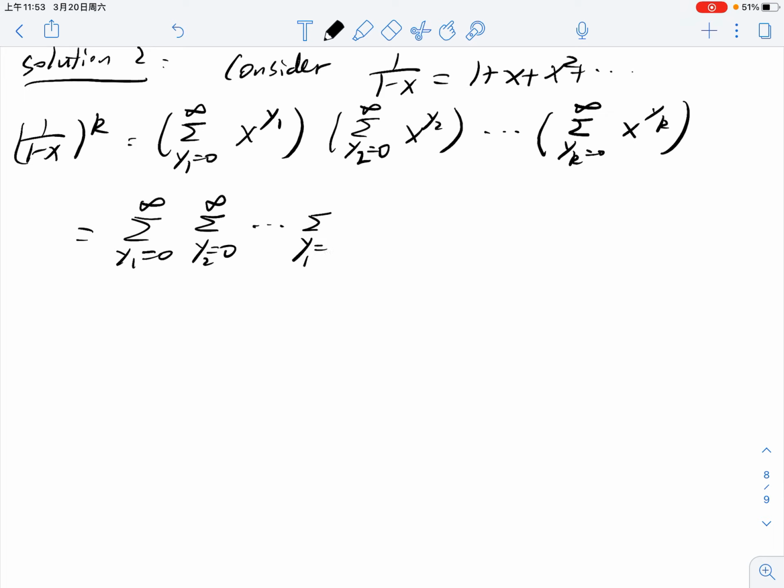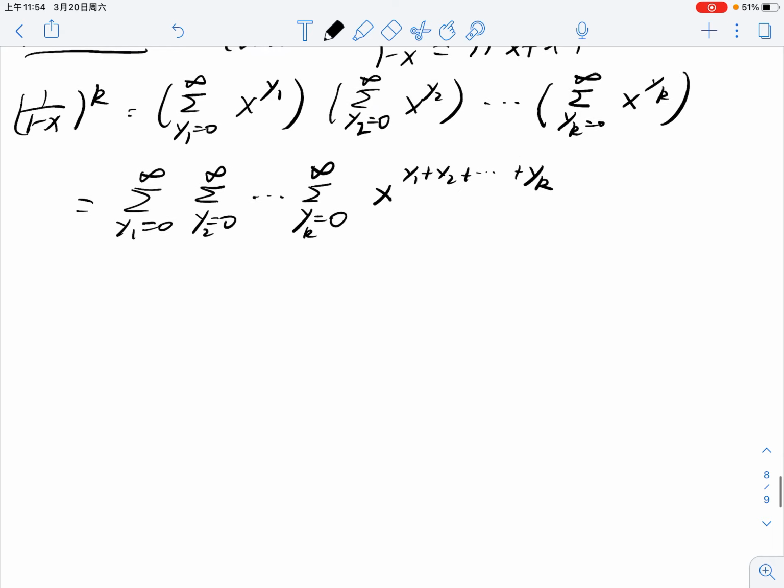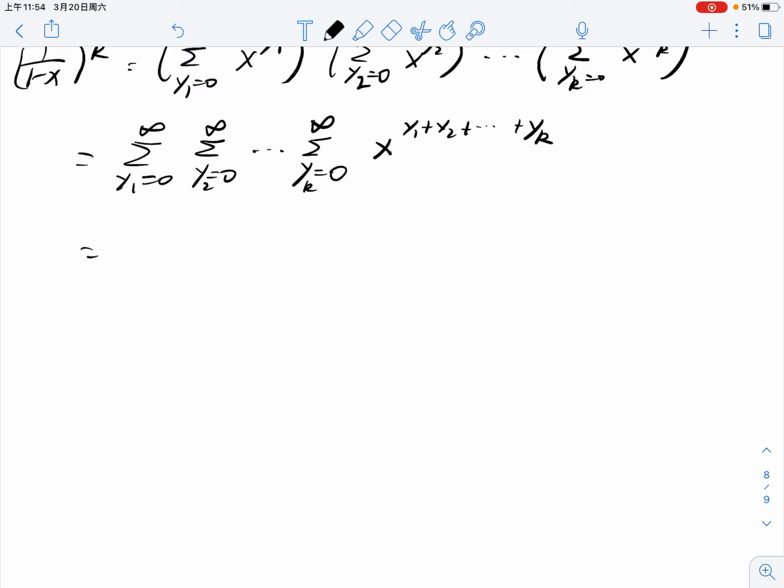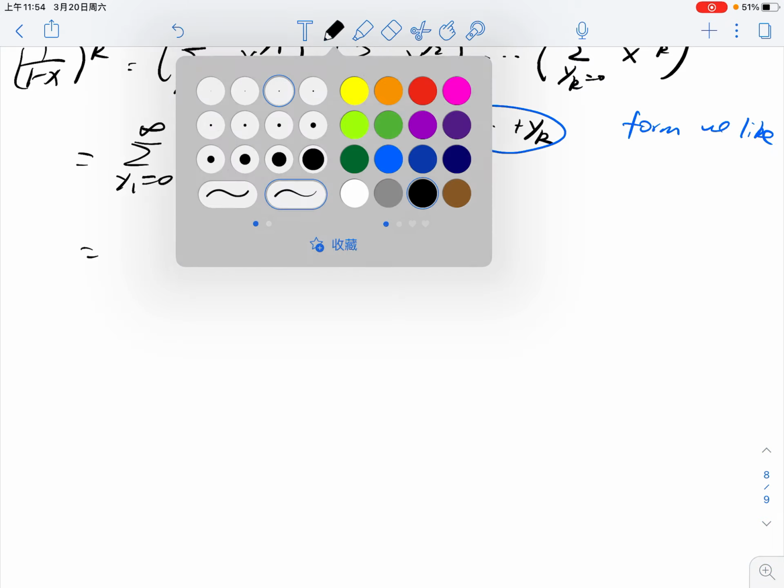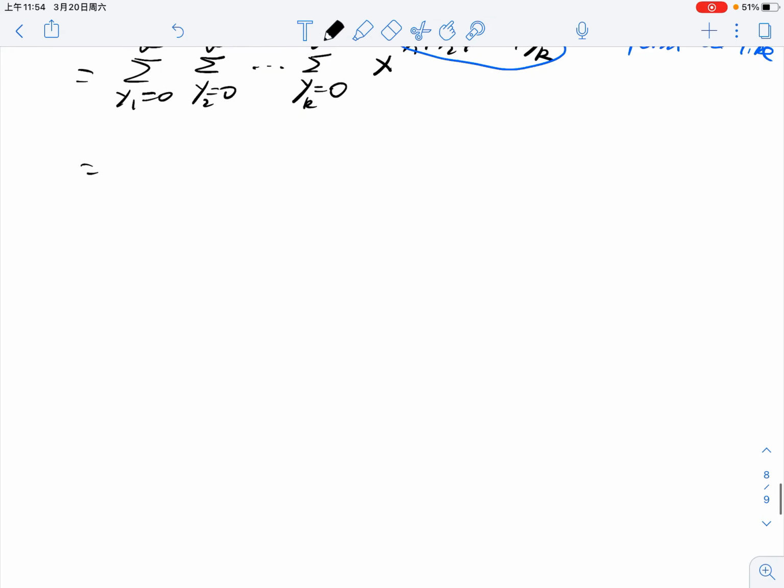You do have the summation for y1, y2 to yk from 0 to infinity, and then inside, the summand is x to the y1 plus y2 plus all the way to yk. So this is the form we like, or that appears in the equation.